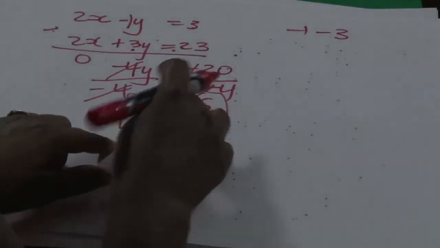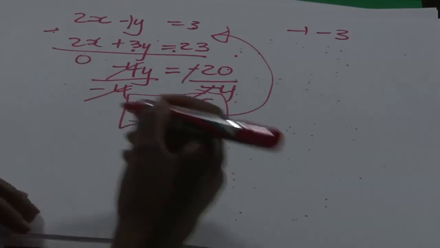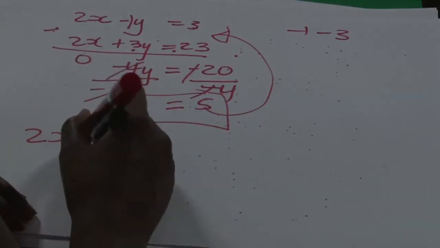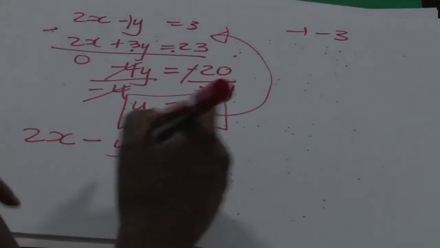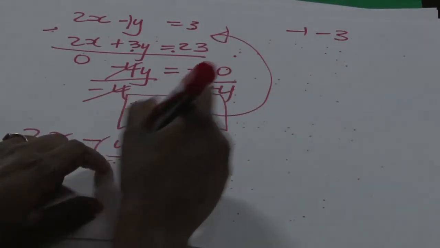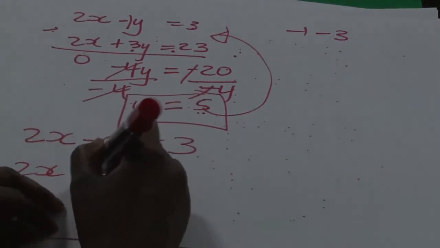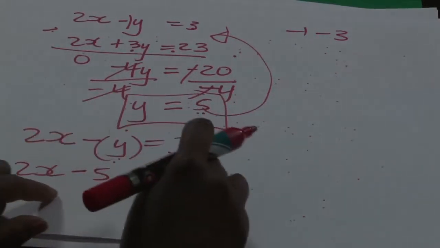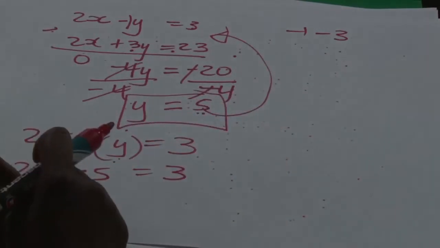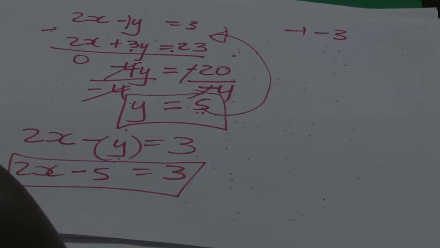Once you find your y, you can now substitute it in any of those equations, whether it's the first or the second one. You can take 2x minus y is equal to 3. Now you know that your y is 5. So when there's a y, you put 5 because you know the value. So it will be 2x minus 5 equals 3. Then from there, you solve for x, the same way we solve linear equations, and then you find the value of x.